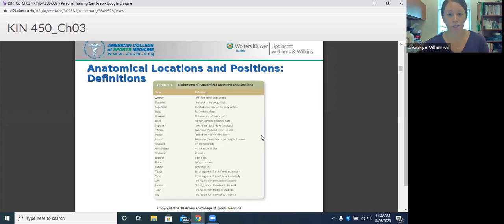Superficial, so located on the body's surface, or deep muscles. Let's say superficial might be more of the rectus abdominis, but then deep muscles might be your internal obliques. Superior, inferior, so higher or lower on the body. Medial is towards the midline. So lateral is away from the midline.